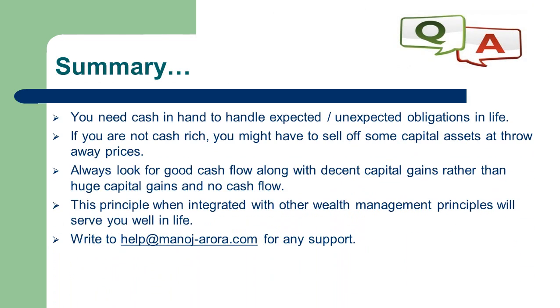So to summarize, you need cash in hand to handle expected or unexpected obligations in life, and therefore cash flow becomes vital, much more vital than capital gains. If you're not cash rich, you might have to sell off some capital assets at throwaway prices, which is of course not a very desirable situation. Always look for good cash flow along with decent capital gains rather than huge capital gains and no cash flow. So always your preference is looking for cash flow, while capital gains become secondary. This principle, when integrated with other wealth management principles, will serve you well in life.